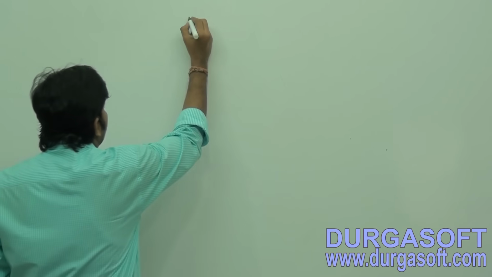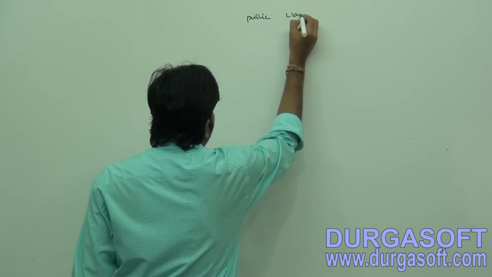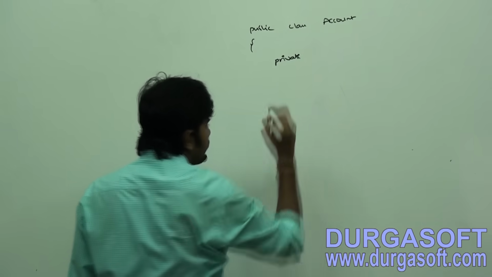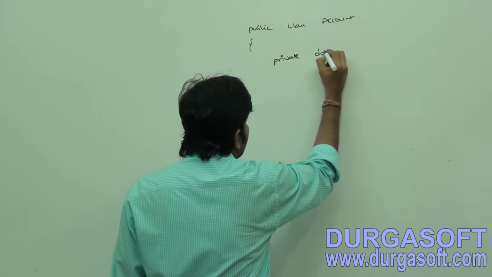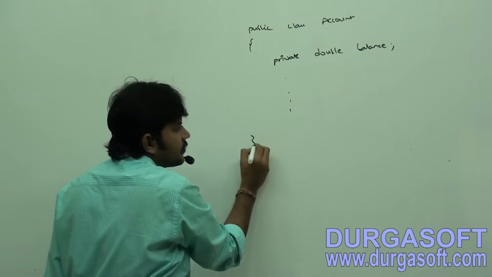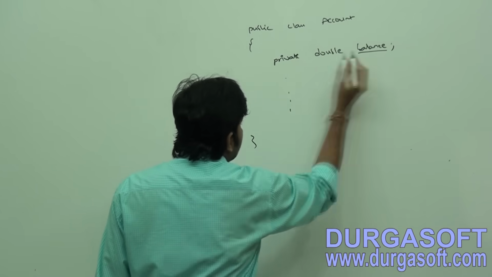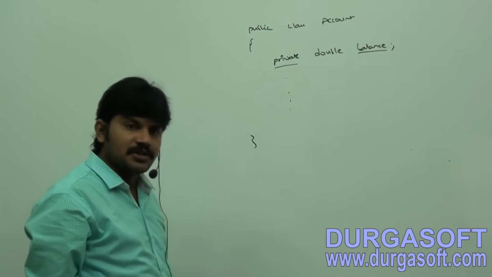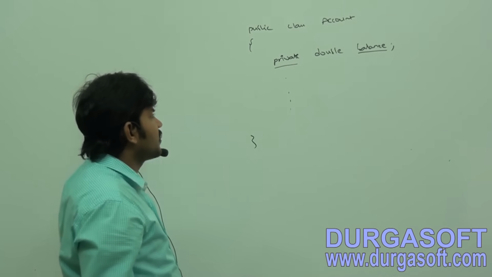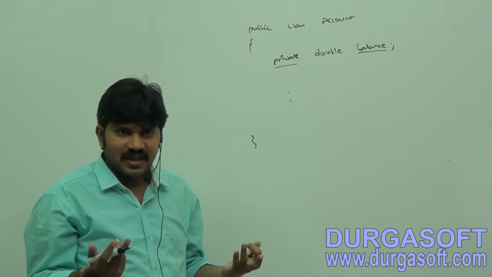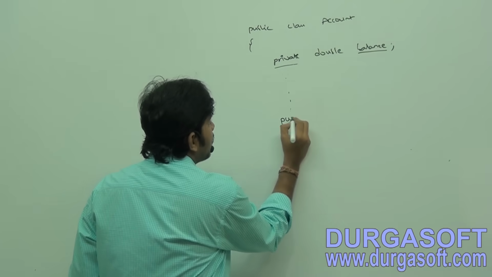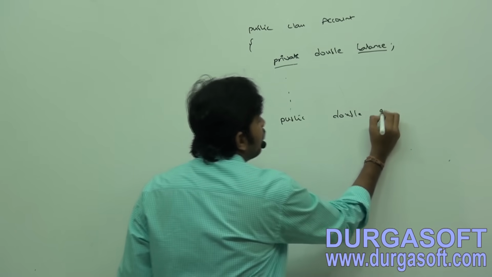Best example: I have one account, public class Account, private double balance. Have you observed? By declaring the data variable as private, we can achieve data hiding. Sir, if it is private, an outside person can't access it, then how can he access it? He required our data, how can he access? Simple, he can ask public double getBalance.